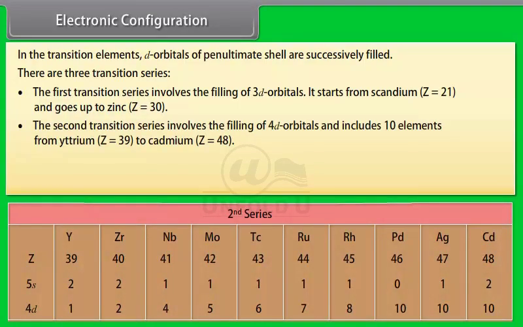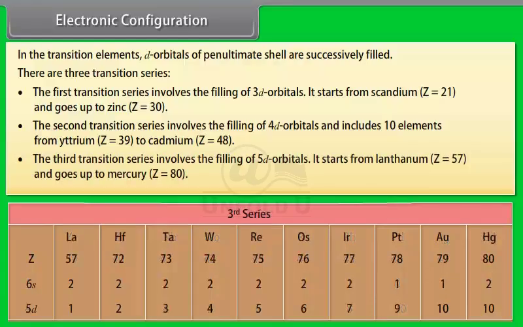The second transition series involves the filling of 4D orbitals and includes 10 elements from yttrium to cadmium. The third transition series involves the filling of 5D orbitals. It starts from lanthanum and goes up to mercury. Atomic radii and ionic radii.